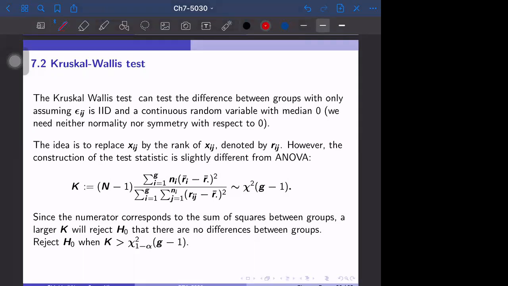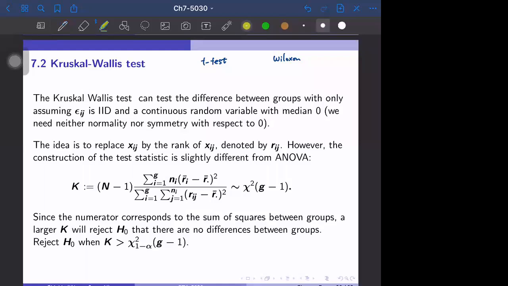Hi, in section 7.2, the Kruskal-Wallis test. So remember that for the t-test, we have some tests which correspond to the t-test but are more flexible. That is the Wilcoxon signed rank test, and the Wilcoxon rank sum test for the two-sample t-test.